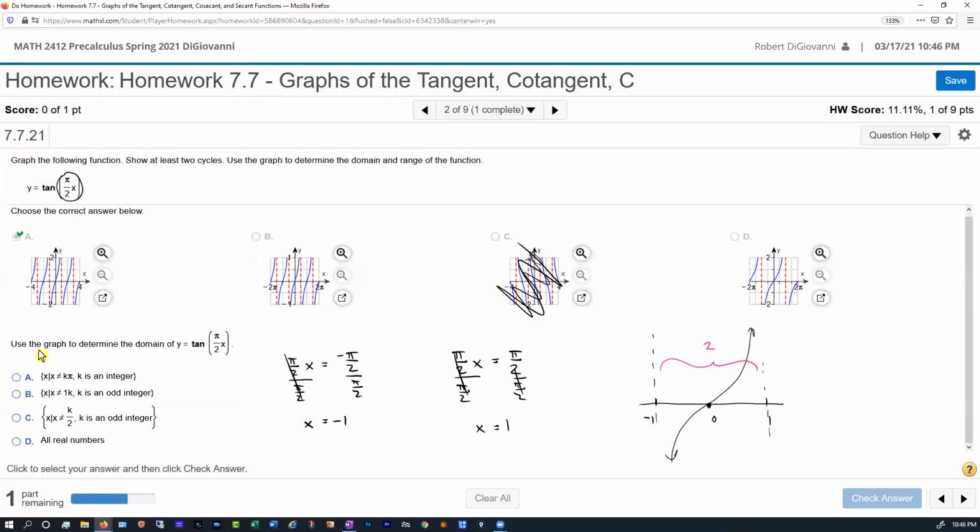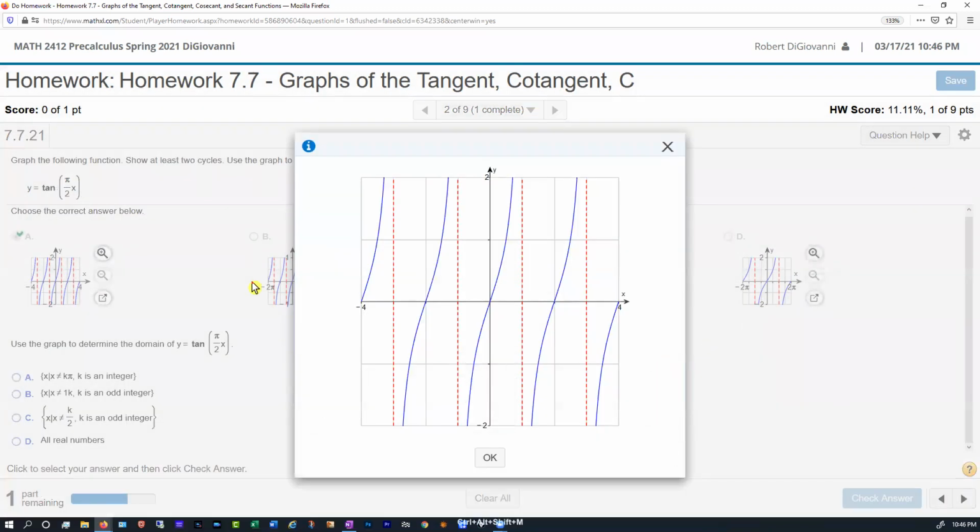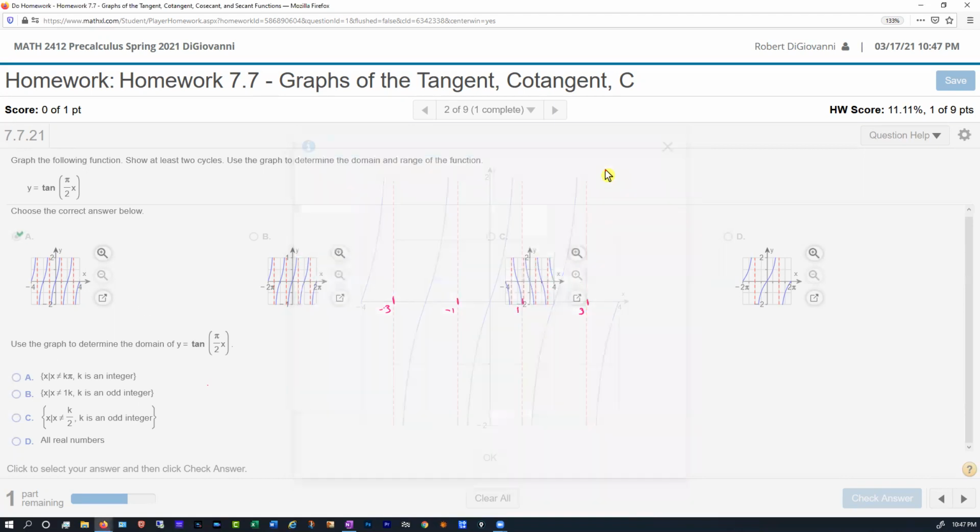Now, okay, determine the domain. So remember, if we look at this graph, I'll bring up this bigger one again. Let me clear out all the other stuff. This was happening at 1. This was happening at 3. This was happening at negative 1. This was happening at negative 3. So these are all odd numbers, right? So you have 1, 3, the next one would be 5. So which of these is that answer?